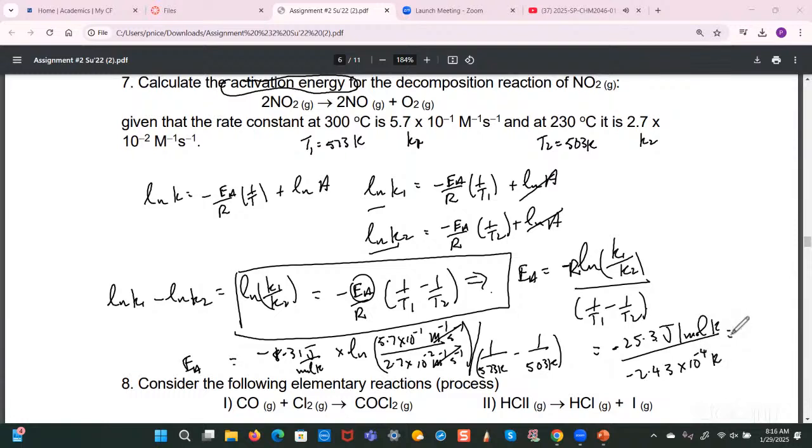So let's see what that gives. So I'm going to divide 25.3 by 2.43 times 10 to the minus 4. And the answer I got, which I have to round to 3 sig figs, is 1.04 times 10 to the 5. And the units here, the Kelvin units will cancel out because this should be Kelvin to the minus 1. So the final answer would be expressed in joules per mole. And that's basically how that is done.